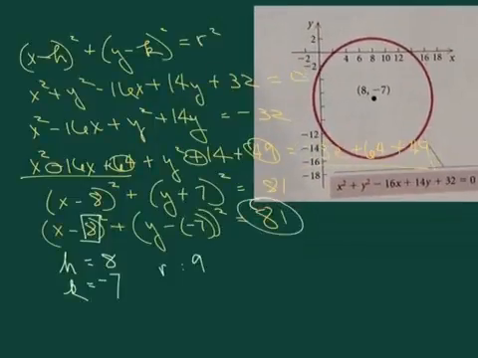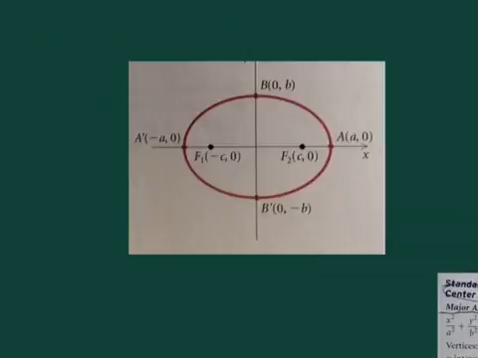And what do we have here? We've got our center point at 8, negative 7, and our radius then is 9, exactly how we want it. And that's pretty much all there is to circles. We're done there. All right, so let's go on to ellipses.